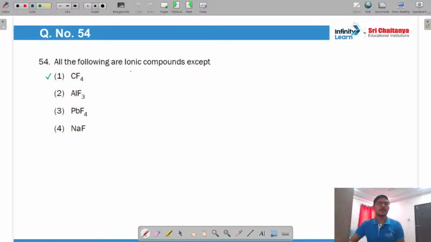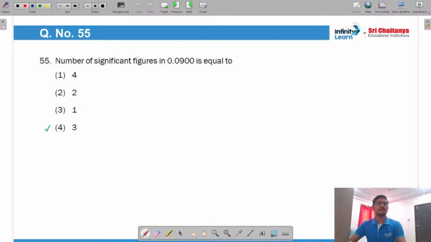All the following compounds are ionic except CF4, which is covalent. AlF3, PbF4, NaF, they all are ionic. Number of significant figures: if there is a decimal place, the trailing zeros are significant. So there are three significant figures here, 9 and the trailing 2 zeros. Okay, so that is the correct answer.